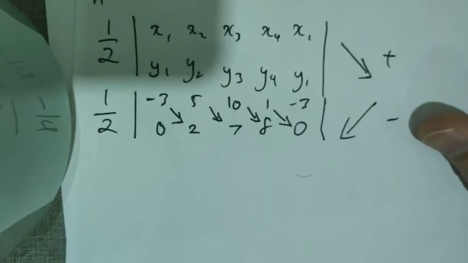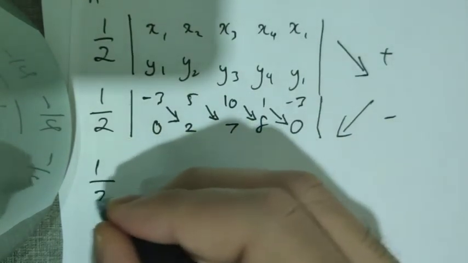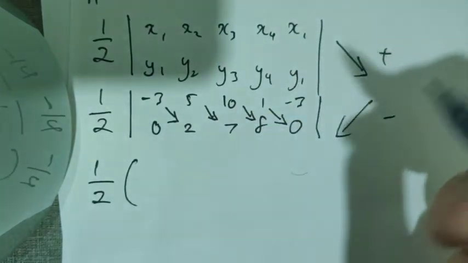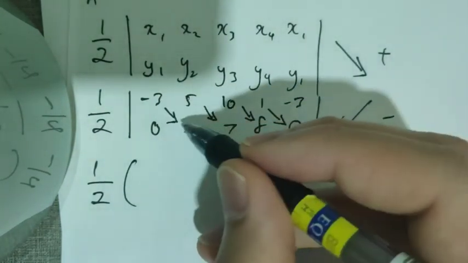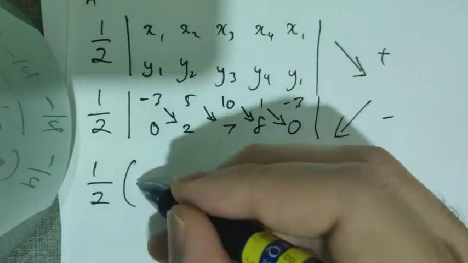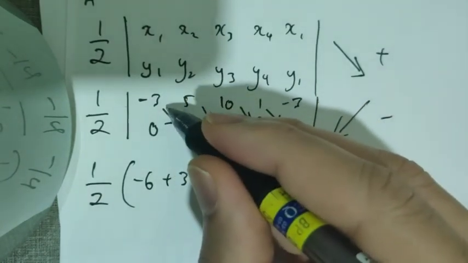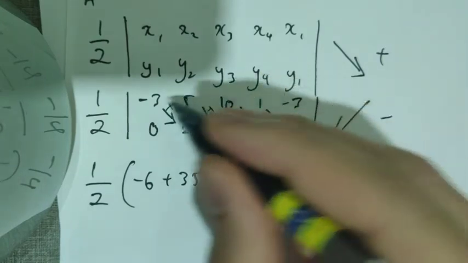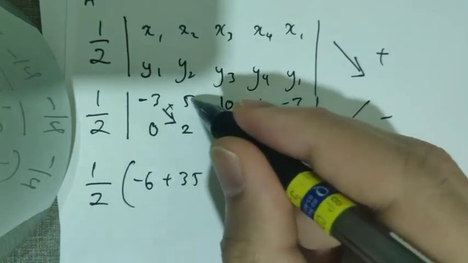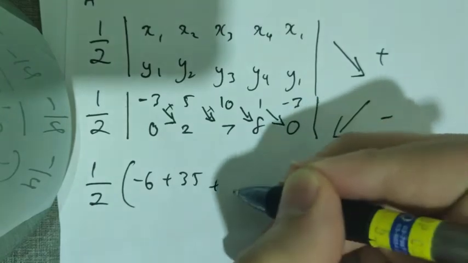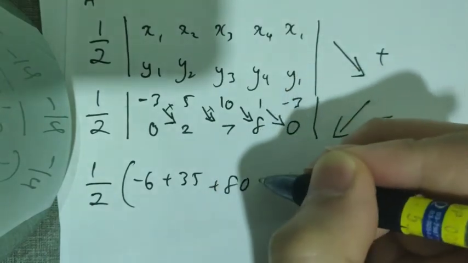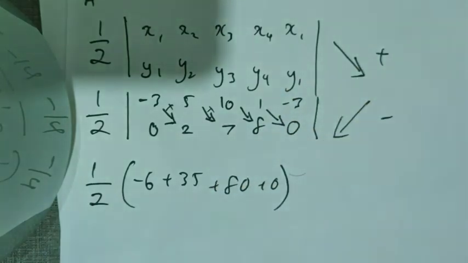So now the formula is like this. You do half, then you do a big bracket, then you take all these things together. -3 times 2 is -6, plus 5 times 7 is 35, plus 10 times 8 is 80, plus 1 times 0 is 0. So this one times this arrow is considered times. Okay, you don't need to write it out, but it's up to you.